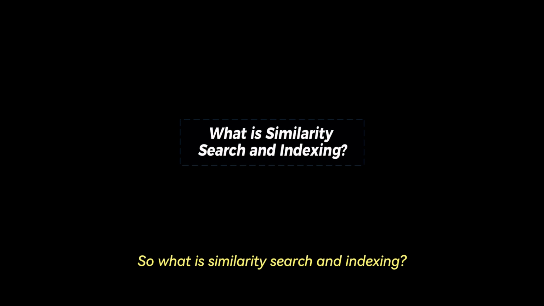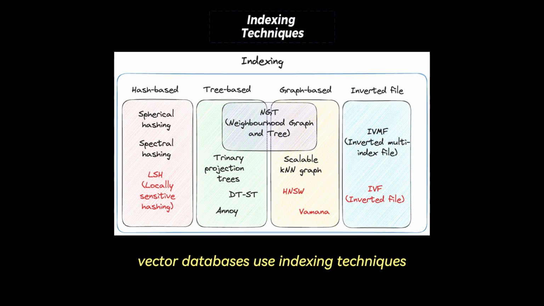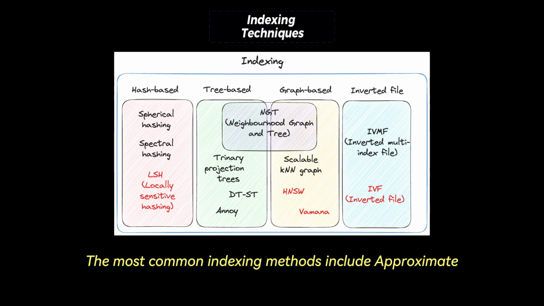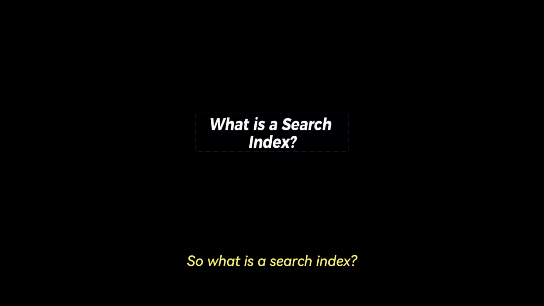So what is similarity search and indexing? To perform similarity searches efficiently over large datasets, vector databases use indexing techniques. Indexing allows the system to quickly find the closest vectors to a query without comparing to every single vector in the database. The most common indexing methods include approximate nearest neighbor or ANN algorithms, which reduce the search space for efficiency.